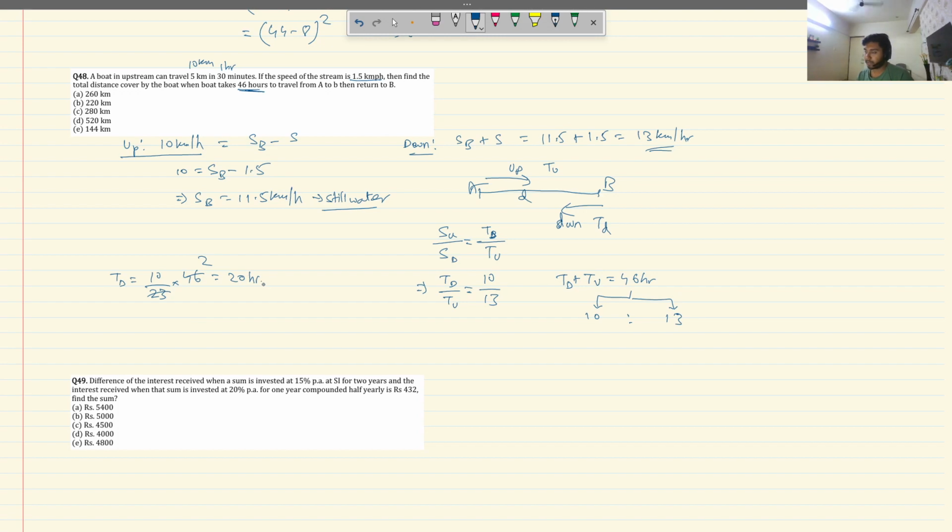अगर ये 20 आवर्स है डाउनस्ट्रीम आने में, तो फिर अपस्ट्रीम जाने में उसको 46 माइनस 20 दैट इज़ 26 घंटे लगे हैं. एंड मेक सेंस, अपस्ट्रीम जाने में ज़्यादा टाइम लगा है, डाउनस्ट्रीम आने में कम टाइम लगा है. सो एंड आई नो दैट स्पीड इज़ इक्वल टू डिस्टेंस ओवर टाइम. सो मुझे डिस्टेंस निकालना है, यहाँ से निकाल लेते हैं. डिस्टेंस वुड बी, डाउनस्ट्रीम स्पीड इज़ 13 into 20.